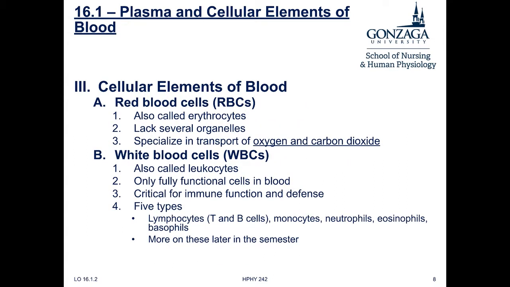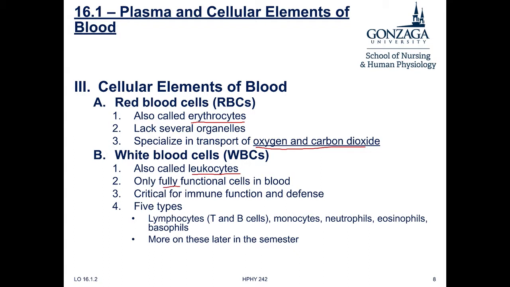Okay, so extra information on the cellular elements of blood. Red blood cells, the technical term is an erythrocyte. Just a heads up, red blood cells lack several organelles, including a nucleus, but also some other ones. And that's an important bit of information to know because that really dictates their function. And as I mentioned, there are those specialized transporters for oxygen and carbon dioxide. Nothing too surprising there. White blood cells are called leukocytes, not erythrocytes, leukocytes.